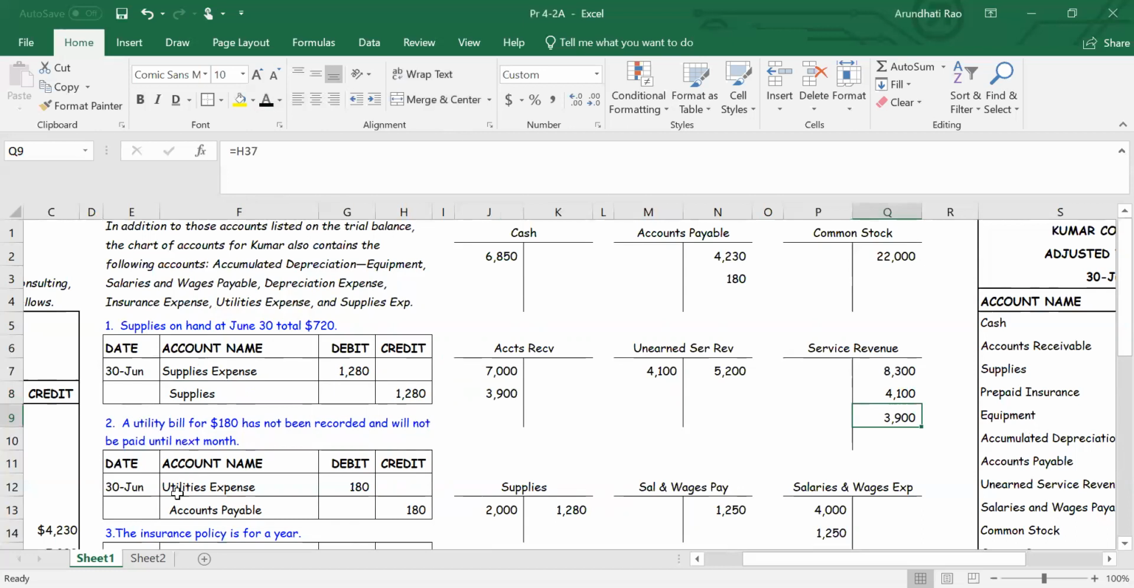So we are done with the 7 pieces of information that were given to us. We've done the adjusting entries in the book. We posted it into the T accounts. Now we need to do the next step here before we can move on to the adjusted trial balance.